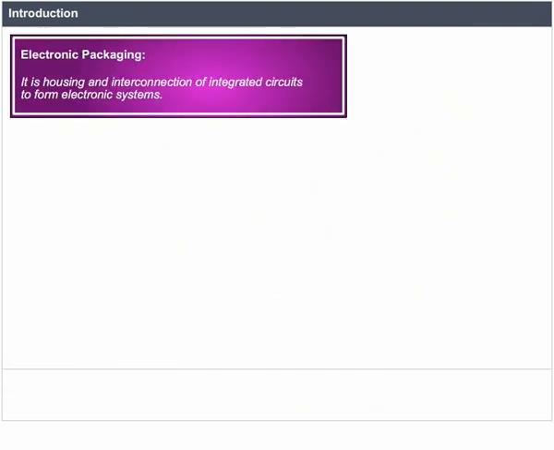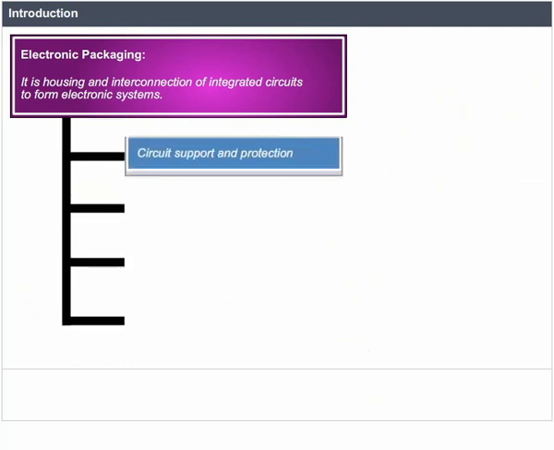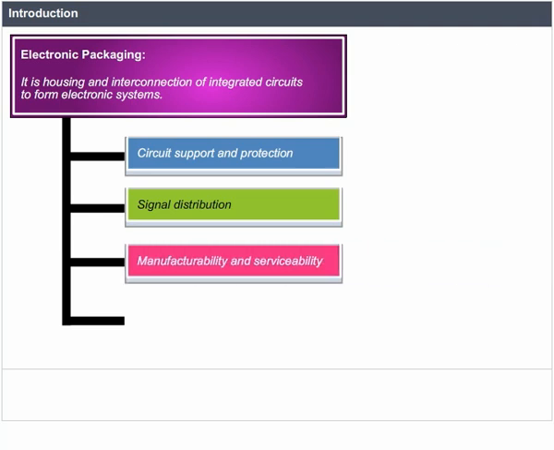Electronic packaging is the housing and interconnection of integrated circuits to form electronic systems. Circuit support and production, signal distribution, manufacturability and serviceability, power distribution.